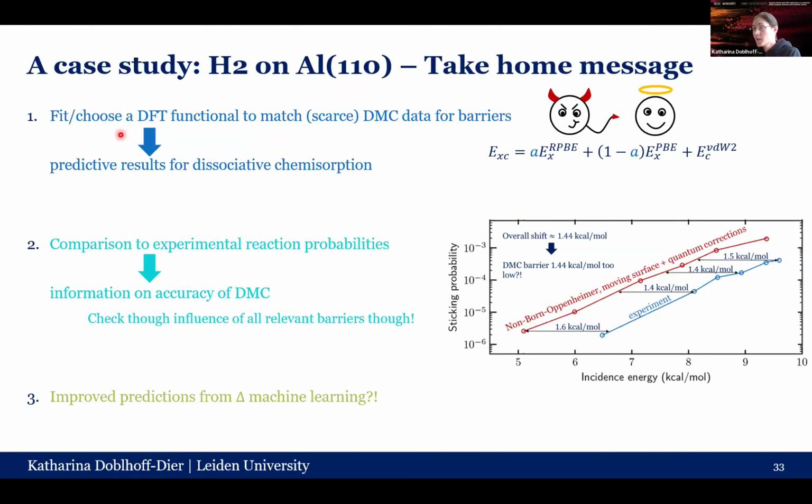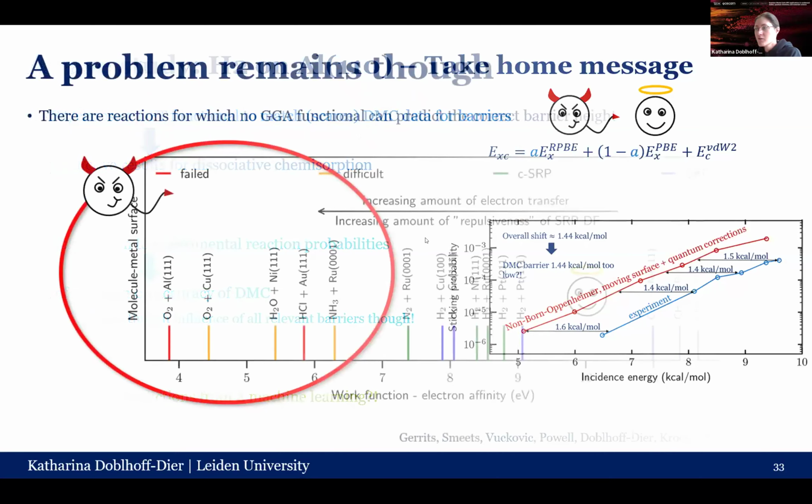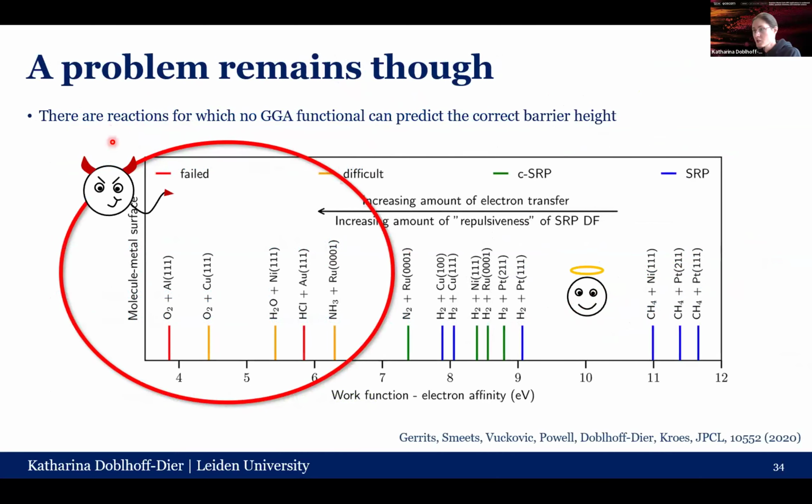Now, there is still a difficulty with this approach sketched up here, where we can choose a density functional theory to match DMC. And that is that there are actually reactions in which there is no GGA functional that will be able to match the experimental or the DMC barrier. And in fact, an observation that we have made is that this seems to happen whenever the work function gets close to the electron affinity of the molecule dissociating on this metal.